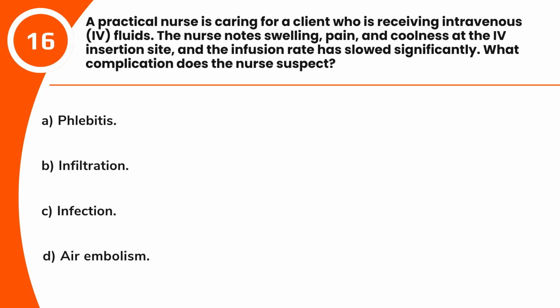Question 16. A practical nurse is caring for a client who is receiving intravenous fluids. The nurse notes swelling, pain, and coolness at the insertion site, and the infusion rate has slowed significantly. What complication does the nurse suspect? A. Phlebitis. B. Infiltration. C. Infection. D. Air embolism.